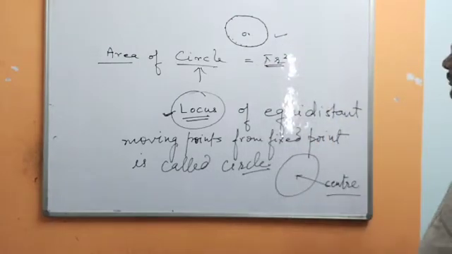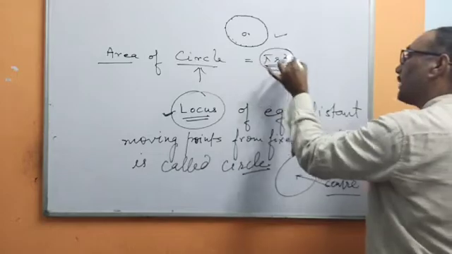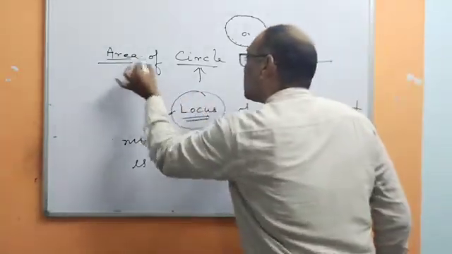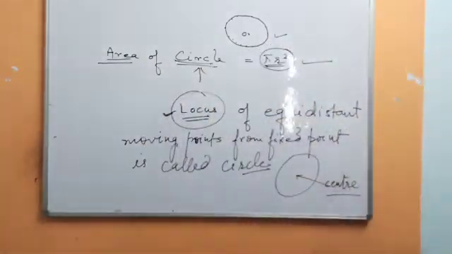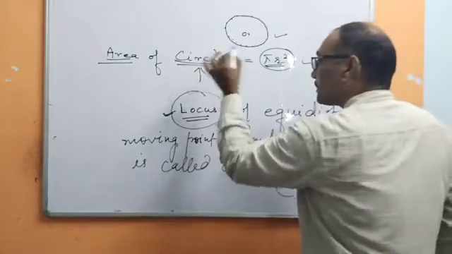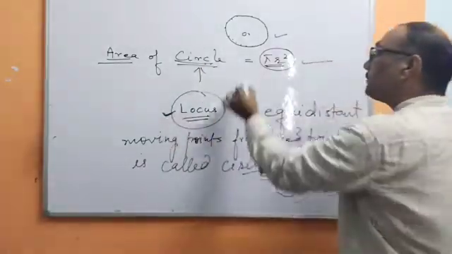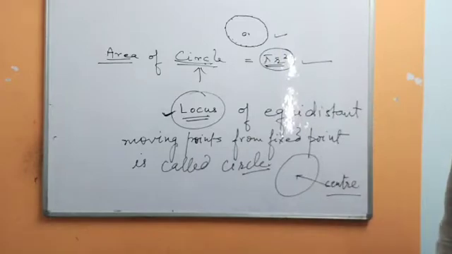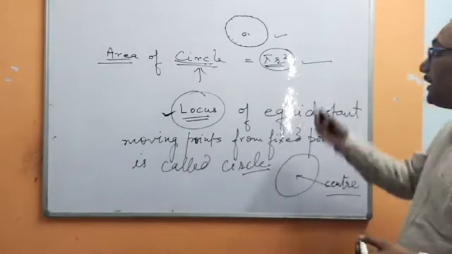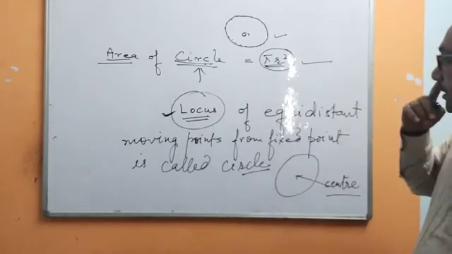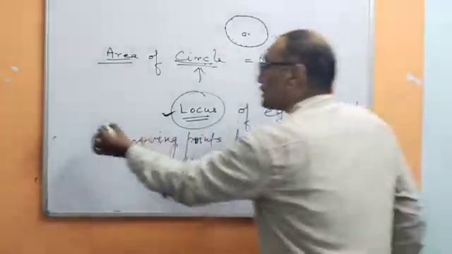Now, what we have to derive is this formula, pi r square. Area of circle is pi r square. So already we have known circle, definition of circle, the figure circle that divides the plane in 3 parts: interior, exterior and on the circle. Now, what is pi?